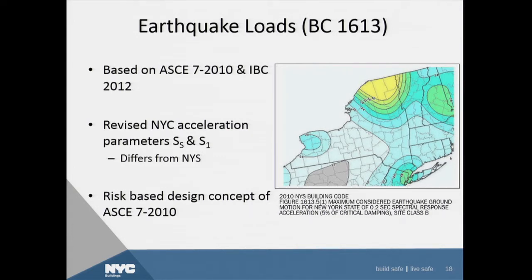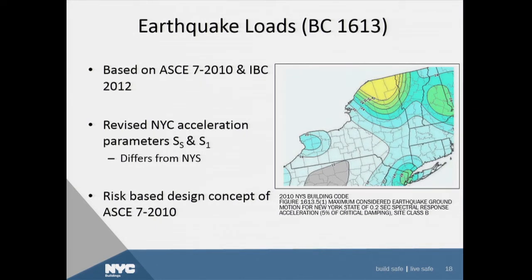Now again, we have our own New York City specific acceleration parameters, S sub S and S sub 1, and they are different, I want to point out, from New York State. This map here is what appears in the New York State Code for the design acceleration parameters. New York State adopted their most recent code before ASCE 7-10 was completed, is my understanding, and they adopted a map that's different than what's in ASCE 7-10. It's similar, it's the basis for what's in ASCE 7-10, but it is different. So our design values in the upcoming New York City Code will be different. So you have to check section 1613 for the appropriate values here.